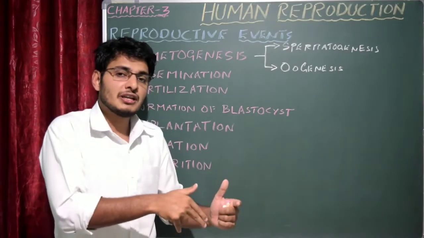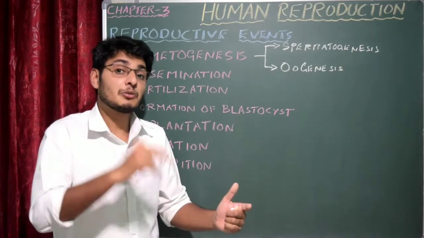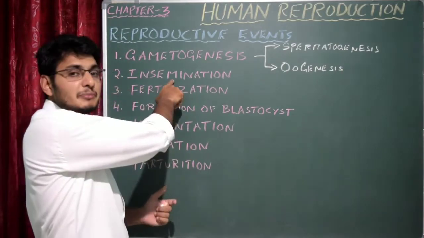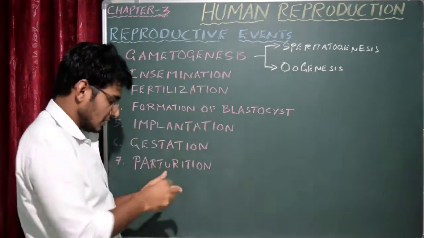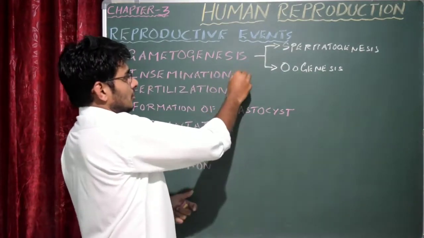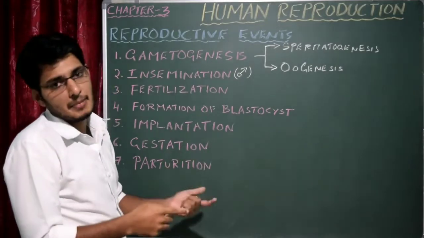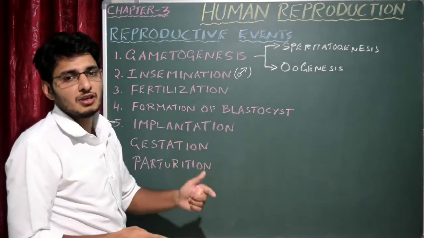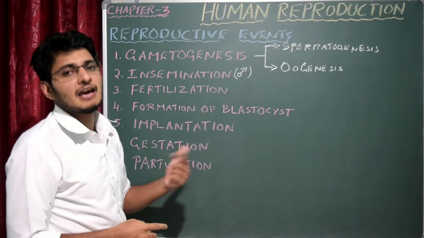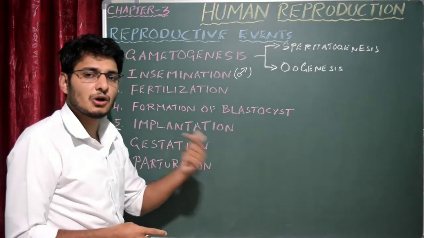This process of release of the sperm from the male reproductive system is called insemination. This particular word is related to the male. Insemination is by the male, that is, the release of sperm into the female reproductive tract. I call the female reproductive system FRS, and the male reproductive system MRS.